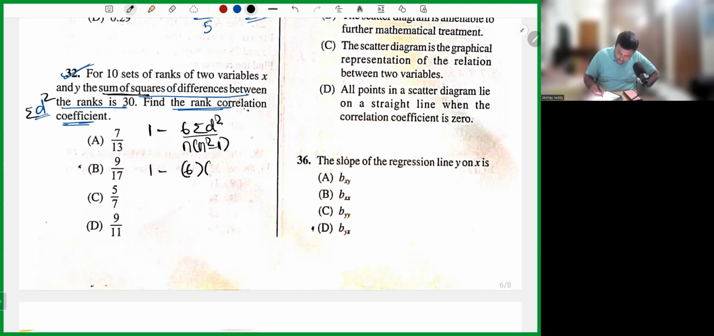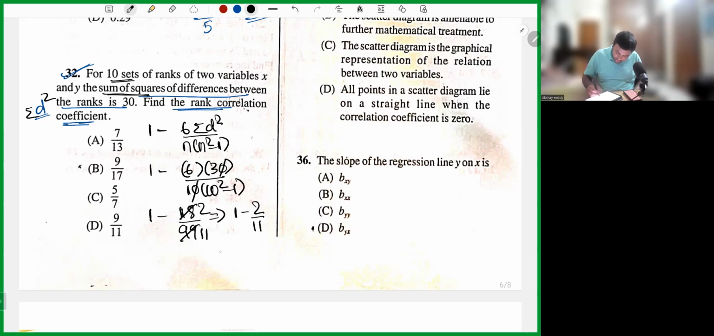1 minus 6 into 630. There are total 10 sets of observations. 10 into 10 square minus 1. 0, 0 cancel. 1 minus 18 divided by 6 into 3, 18. What is 10 square? 100. 100 minus 1, 99. 9 2s are 18, 9 11s are 99. 1 minus 2 by 11. Let's do cross multiplication. 11 minus 2 by 11, 9 by 11. So what is the answer, my dear friends? Answer is simply 9 divided by 11. Simple answer. Nothing much difficulty.